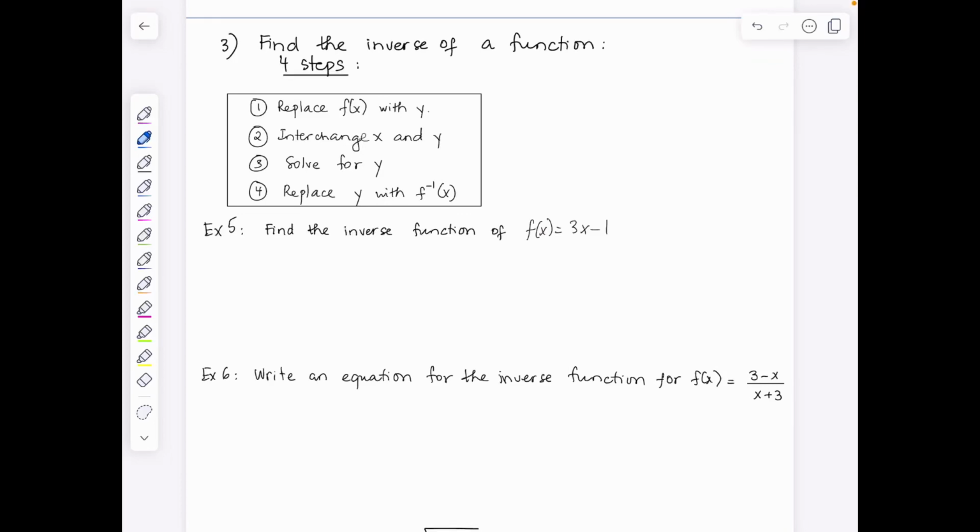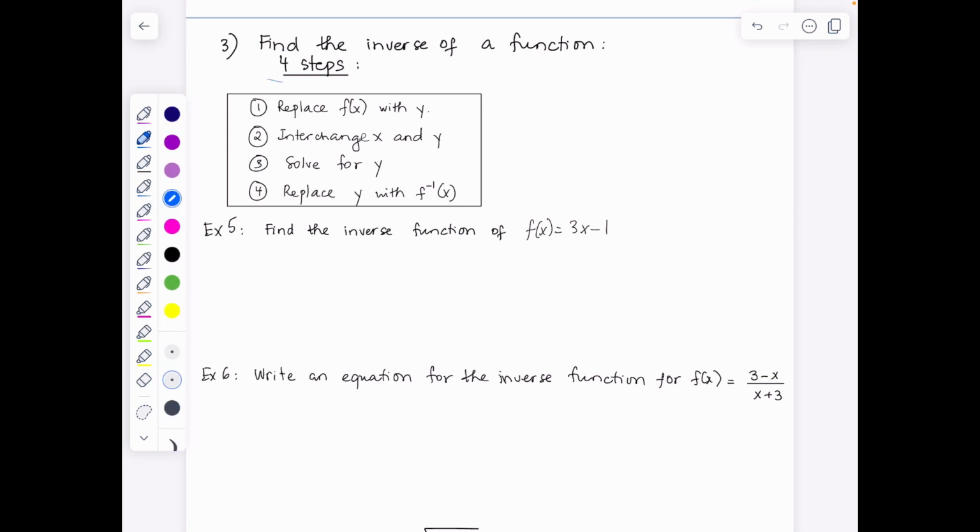Now we're into the most important part of this lesson, knowing how to find the inverse of a function and knowing how to graph them. So I'm introducing 4 steps and 3 examples. Example 5, find the inverse function of f of x is equal to 3x minus 1.